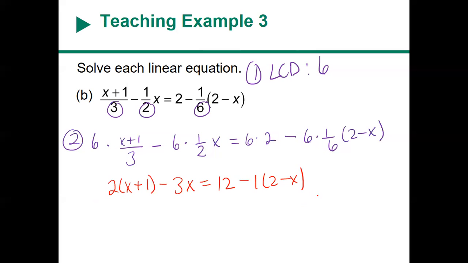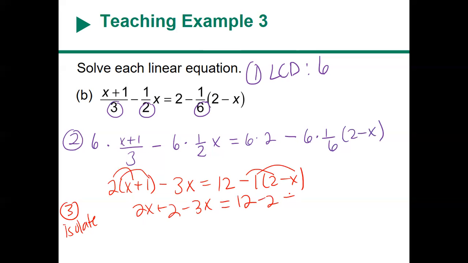Questions about getting rid of the fraction? And then now you just proceed to isolate the variables. So going through all those previous steps to get x by itself, which means we're going to distribute and combine. So we have 2x plus 2 minus 3x equals 12 minus 2 plus x. Combine like terms, we have 2x and negative 3x on the left, which gives us 2 minus x. We have 12 minus 2 on the right, which gives us 10 plus x.